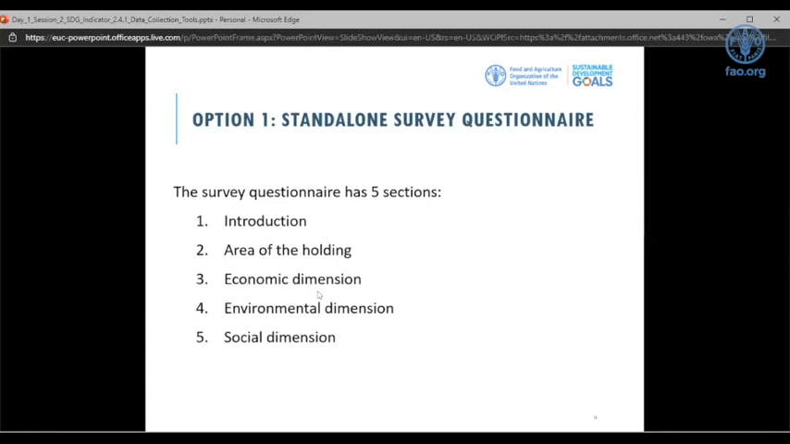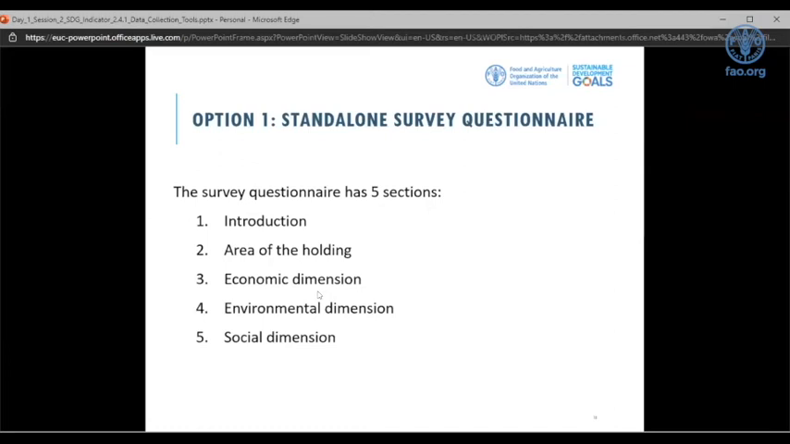Now let's focus on the standalone survey questionnaire. The survey questionnaire has five sections, each section containing relevant questions. The first section is introduction.